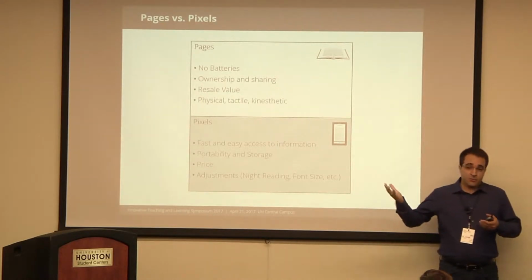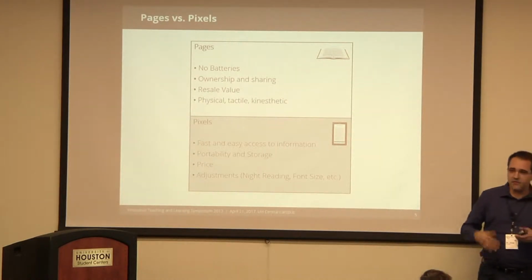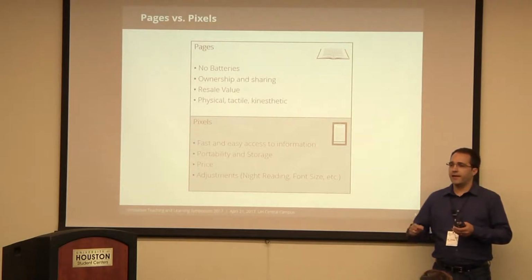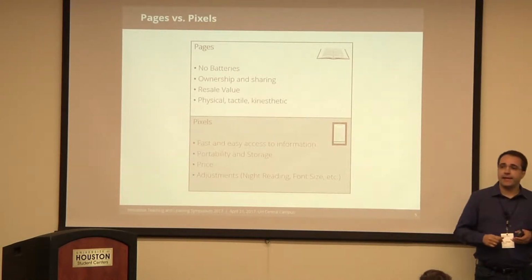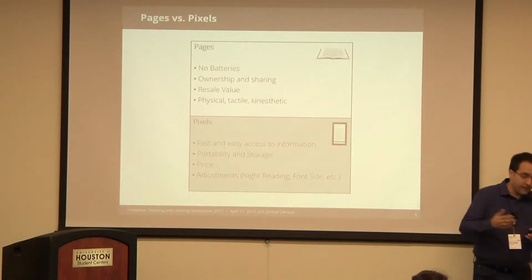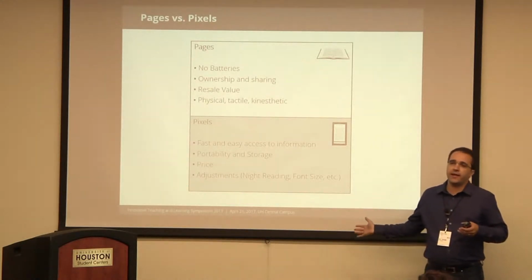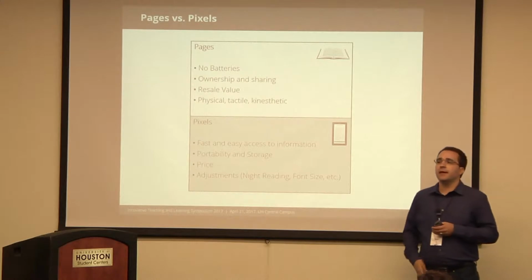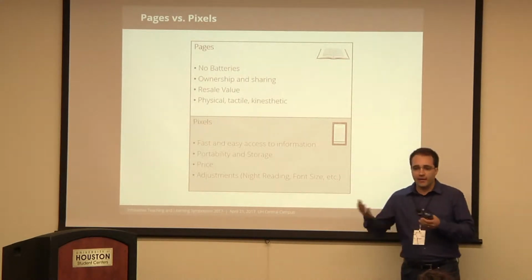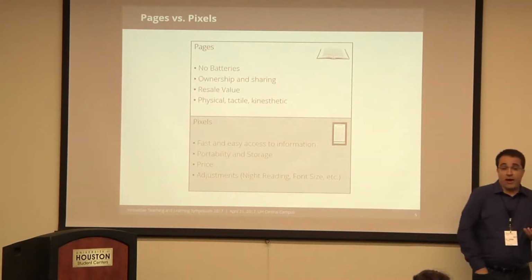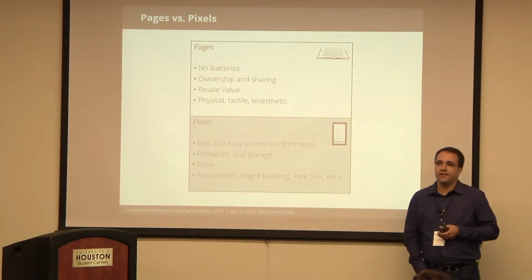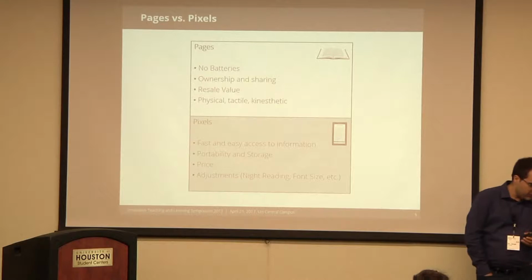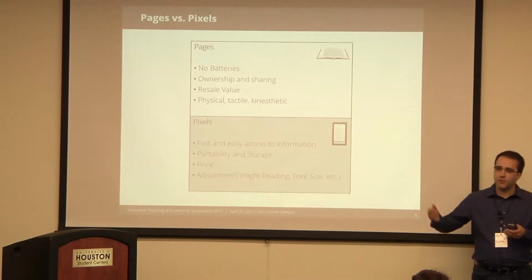On the other side, those who prefer ebooks will say, well, it's very fast and easy to access information, right? I can even search for words in the digital file. The idea of portability and storage, like I said earlier, I can put 1,000 books in my e-reader, take them with me. I can access them anytime. The idea of price, okay? Ebooks are typically much cheaper than traditional books because there's no printing costs, distribution, and all that.